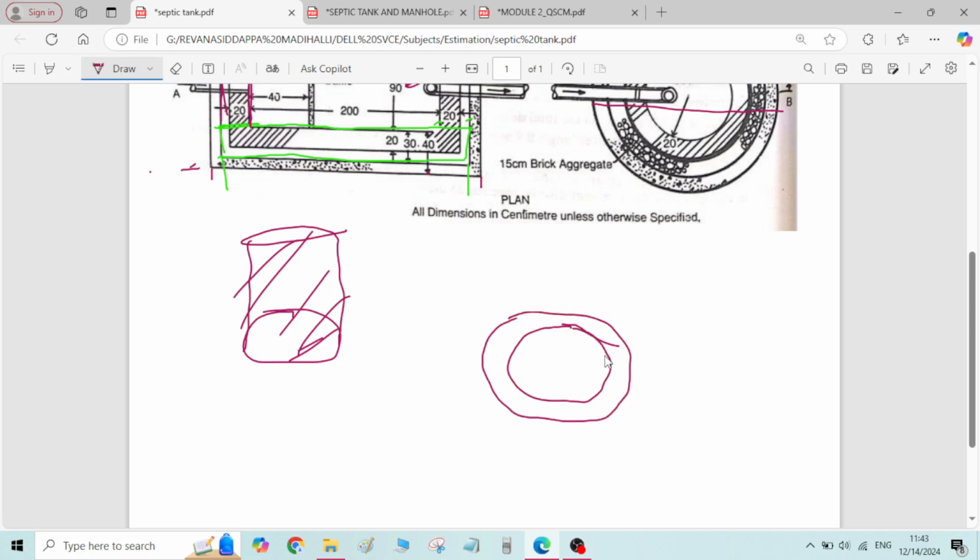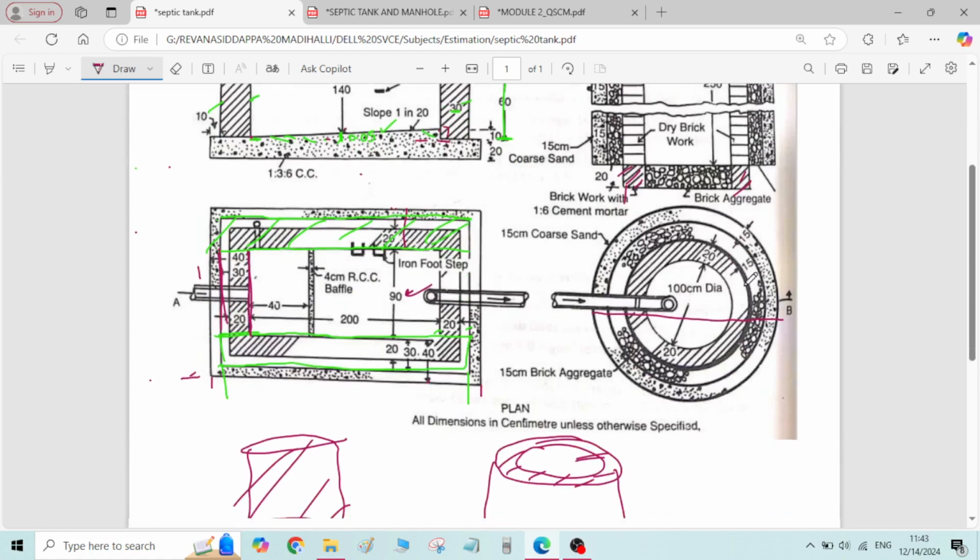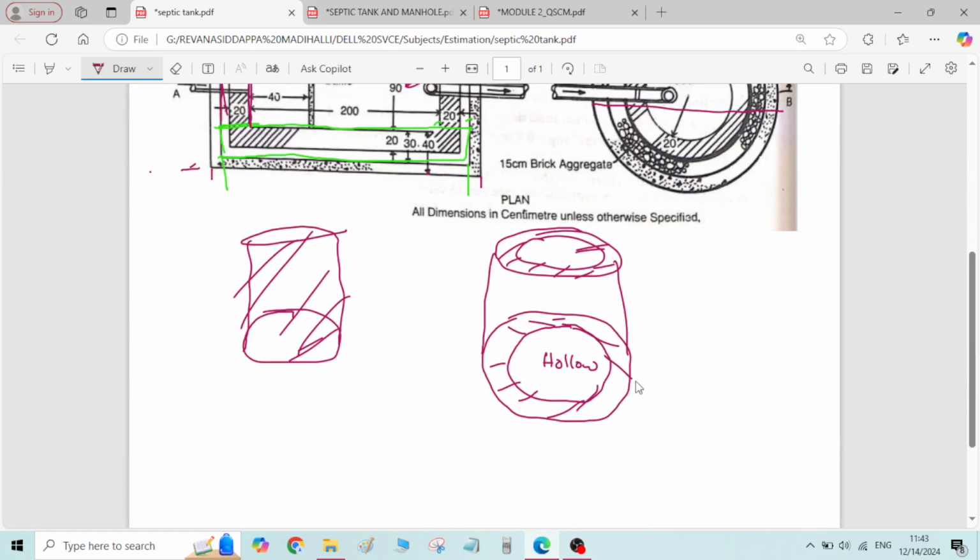Okay, this is the wall. Inside, it is a hollow portion, and it is constructed for a height of how much? Height of 50 centimeter. Height is 50 centimeter. Now the question comes, how to calculate this volume?